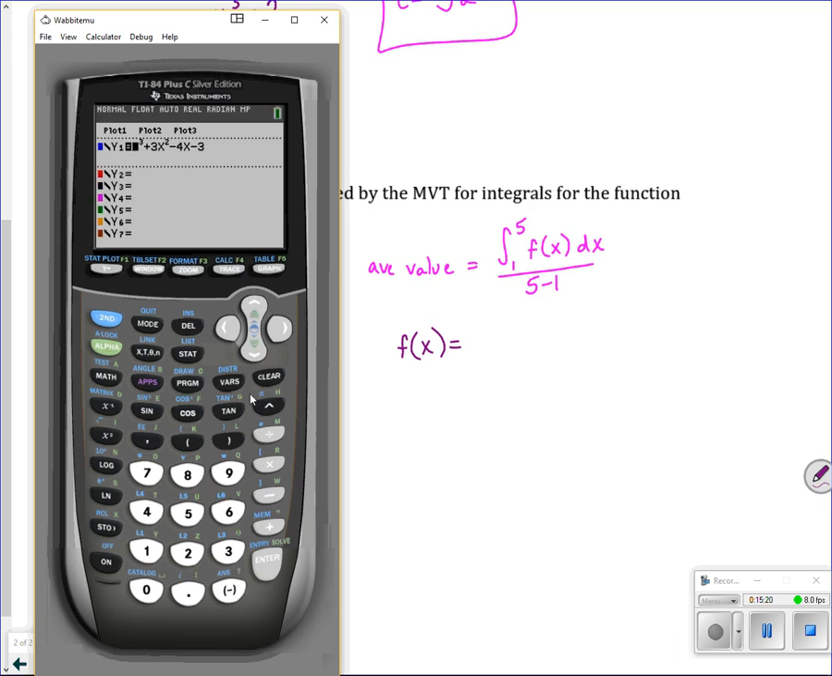Once again, I like putting my equation into y1 because I only like to type it in once. So x minus 3 square root of x. So I'm going to go to my home screen. Again, I could technically do this on the graphing screen, but I like doing it here. I'm going to hit Math 9. I'm going to get the integral from 1 to 5 of that function.